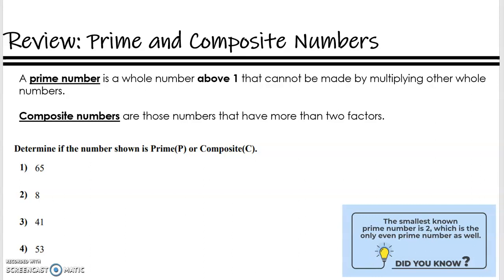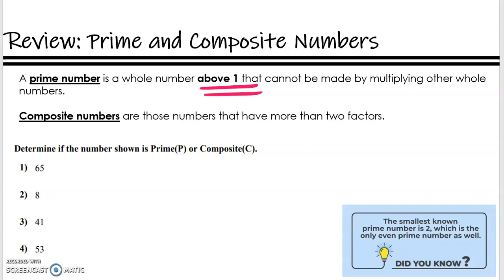So a prime number is a whole number above 1. I want to stress that, that's why it's bolded. That cannot be made by multiplying other whole numbers. A composite number are those numbers that have more than 2 factors. So we're going to look at these 4 examples and determine if they're prime or composite.